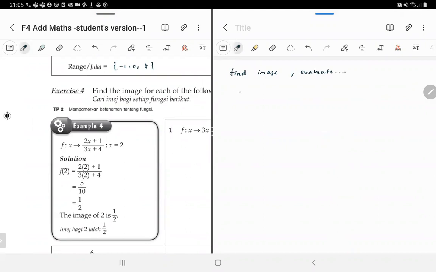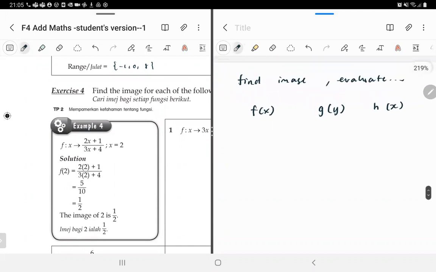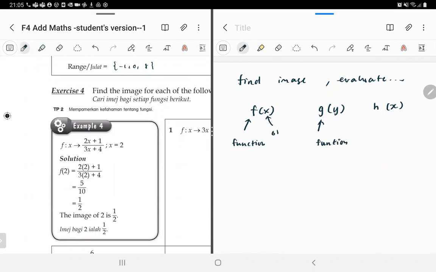Let's say the question tells us that there is a function, f stands for function. It can be g also, it can be h also, it can be any alphabet. And then it is bracketed with something. It can be bracket y also, or any alphabet. When it is bracketed like this, that means the f here stands for the function, the g here stands for the function, and the x here stands for the object. The y here is the object also.